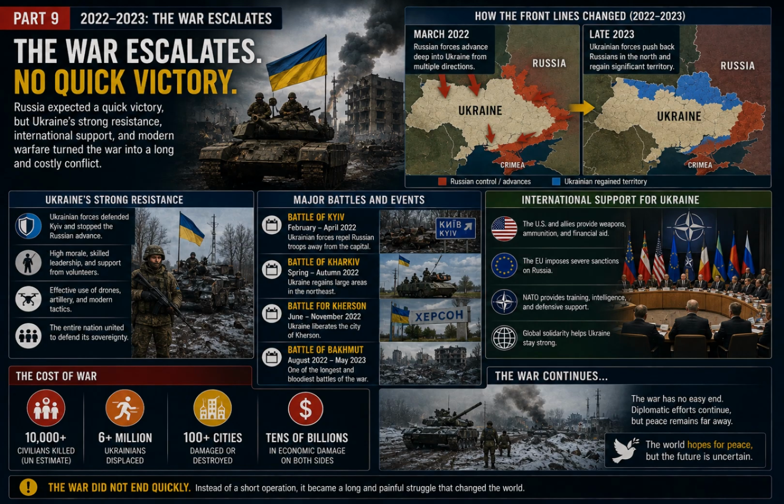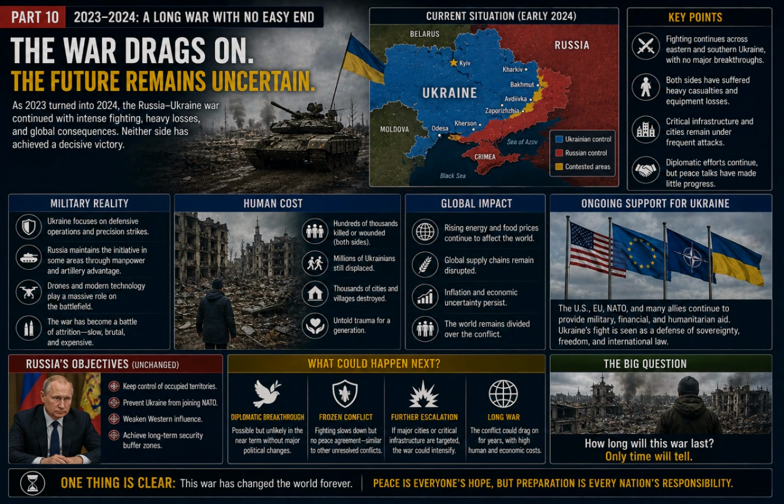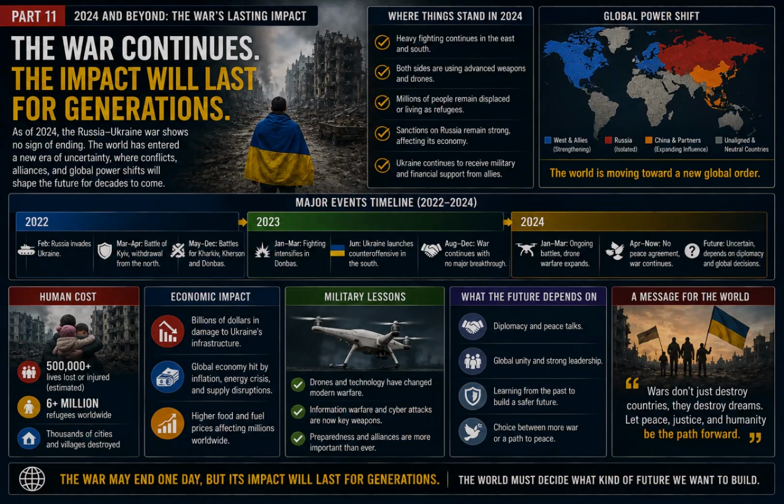But NATO was not the only factor. Putin repeatedly emphasized the historical connection between Russians and Ukrainians. The Kremlin also claimed it was protecting Russian speakers and people in Donbas. On February 21, 2022, Russia recognized separatist-controlled areas of Donetsk and Luhansk. Three days later, on February 24th, Russia launched a full-scale invasion.